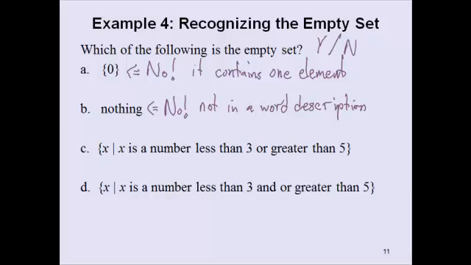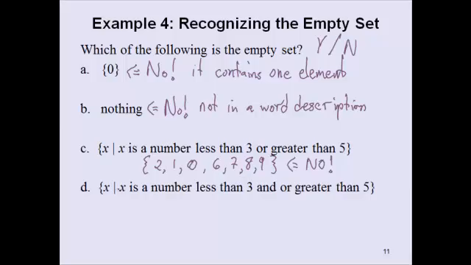All right, so here's what about X, such that X is a number less than 3 or greater than 5. If I started to do this out in a roster method, right, numbers that are less than 3 are numbers like 2 or 1 or 0, right? Numbers that are greater than 5 are 6, 7, 8, 9, right? So all of these things are in here, so this certainly is not going to be an empty set. So this is going to be a no also.